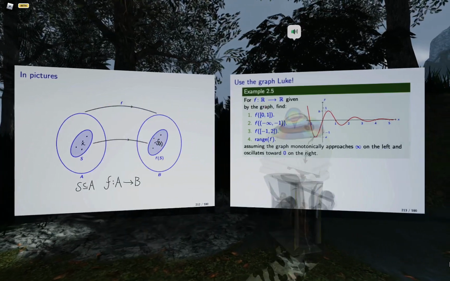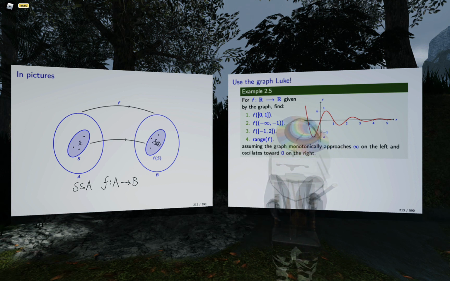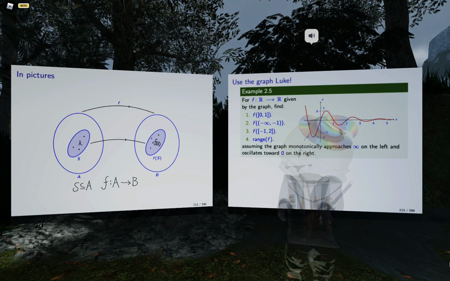Okay, so let's take a look at this example. Use the graph, Luke. Yeah, all right, I'll do my best.